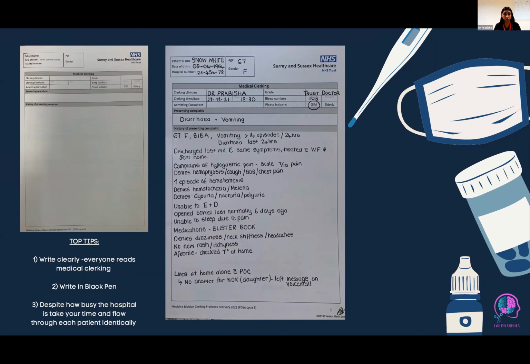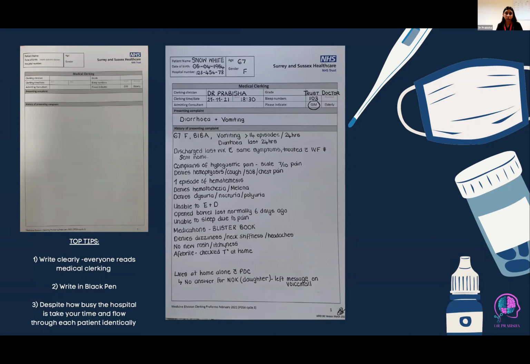So this is actually a real patient. I've obviously changed the details for privacy reasons. This patient came in with vomiting and diarrhea. She was admitted just last week with the same symptoms, but she was just given fluids and then discharged. That sparked in my head that maybe they didn't diagnose her correctly, or they didn't find a real reason, or maybe she was given the wrong antibiotic that didn't cure her symptoms. She complains of hypogastric pain, so we do the scale.